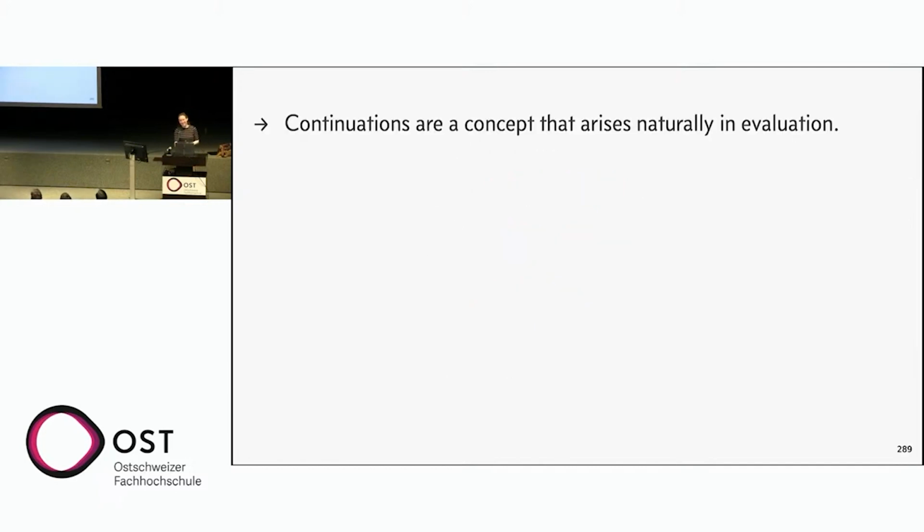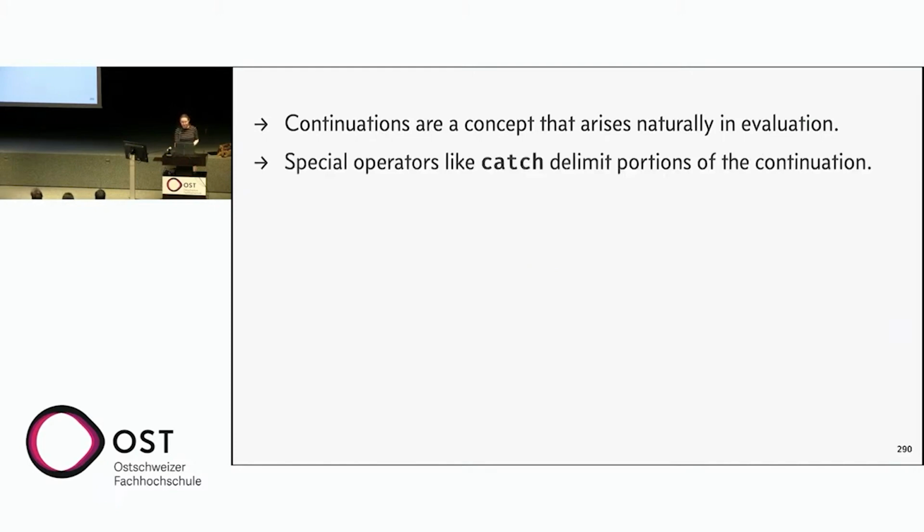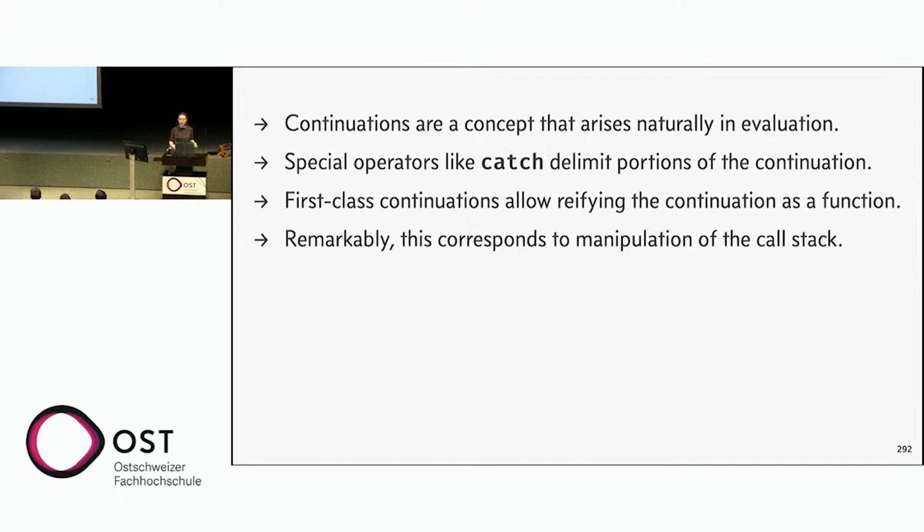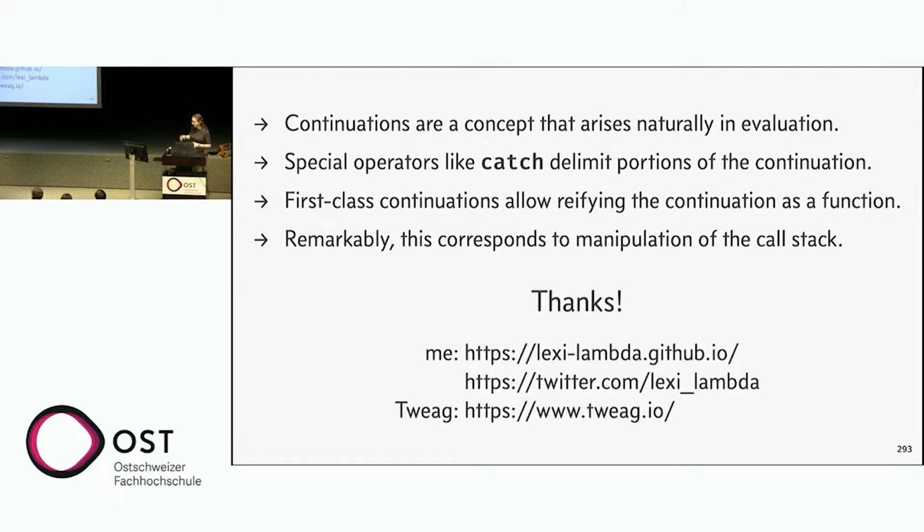So the recap is just that continuations show up when we talk about evaluation. There are operations like catch that delimit it. First-class continuations let us reify it. And this has a remarkably efficient implementation, which is why it's really great that we have delimited continuations now. And that's it. Thank you.